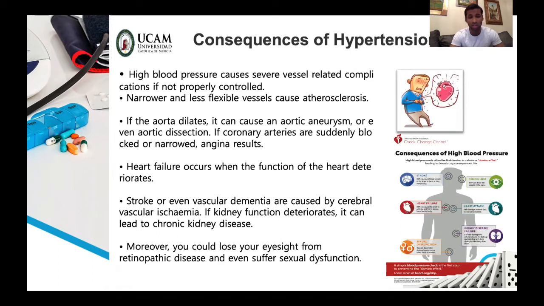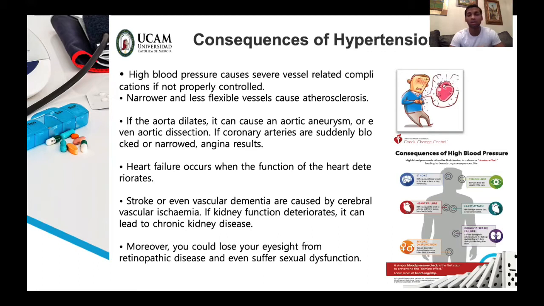which is an enlargement of the aorta, generally expanded to more than 1.5 times the normal size of the artery, or an aortic dissection. This happens when the inner layer of the artery tears and blood flows between the layers of the artery, which affects the inside of the arteries. Okay, if coronary arteries are suddenly blocked or narrowed, angina results. So these are the complications which happen after hypertension.